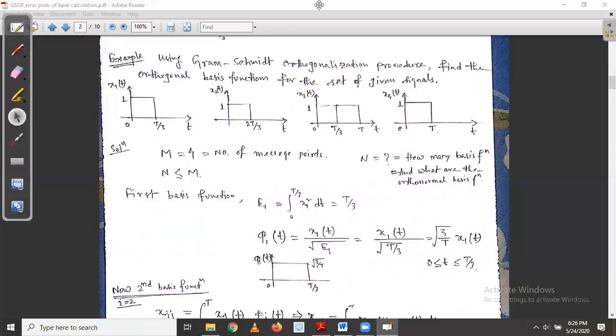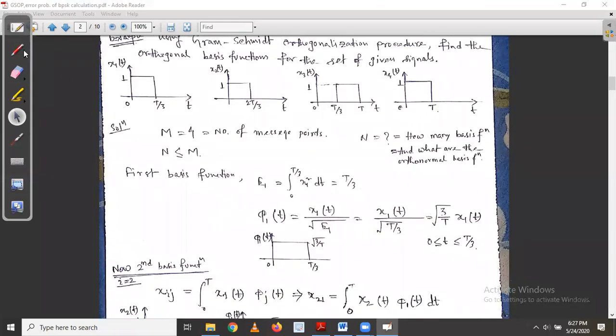Once again, today we will calculate the first basis function. In the next video, we will discuss the remaining basis functions. So, very simple. The numerical is this, where x1, x2, x3, x4 are the message signals given. All of these have amplitude 1 over 0 to T/3, 0 to 2T/3, T/3 up to T, and 0 to capital T.